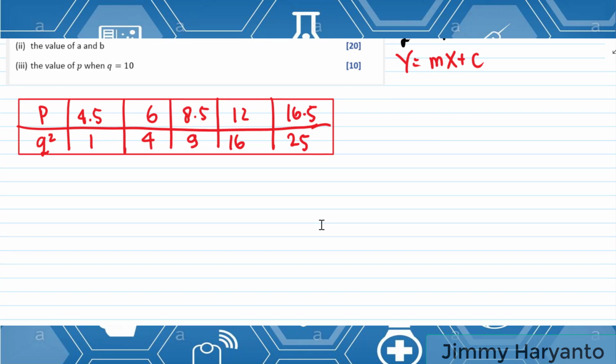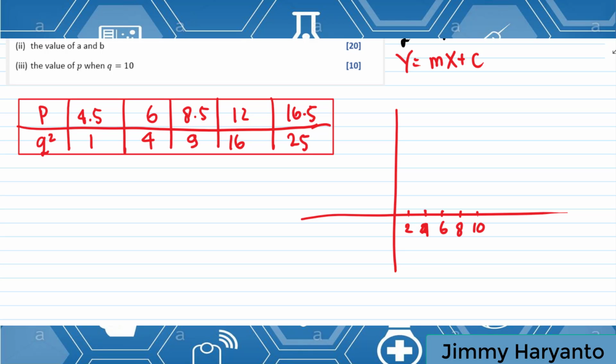And then we have to plot it. When we plot 4.5, 1 is right here, till 16. So let's take 2, 4, and then 6, and then 8, and then 10, and then 12, 14, and 16. Going up, 5, 10, 15, 20, and then 25.